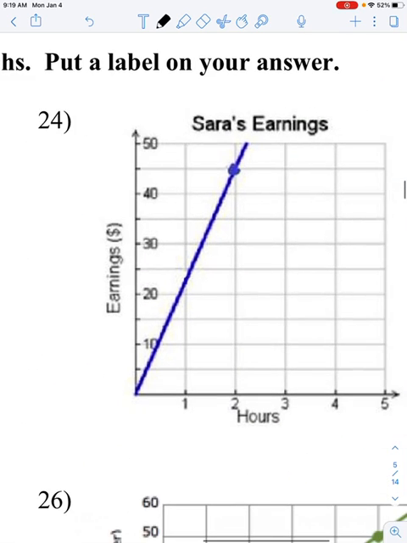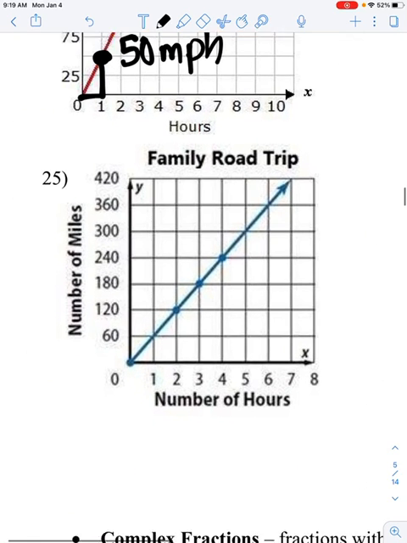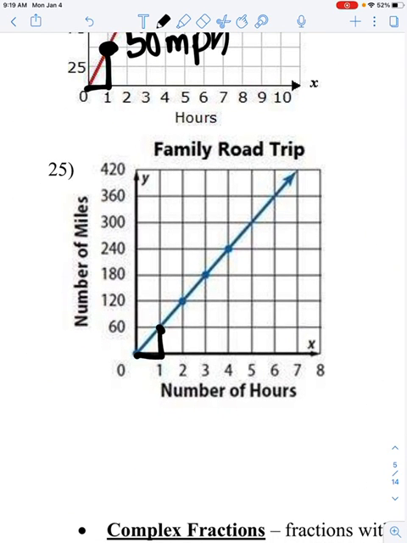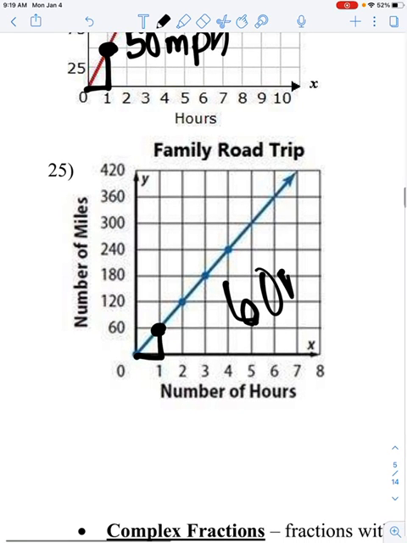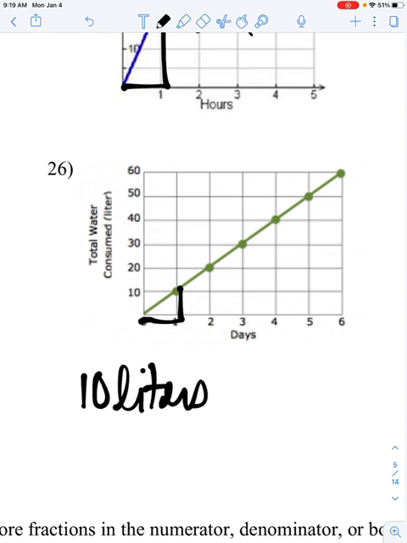For 24, if you go over 1 and up, you're kind of in the middle there, so maybe $23 per hour. For 25, over 1 and up, that would be 60 miles per hour. And 26, over 1 up, that's going to be 10 liters per day.